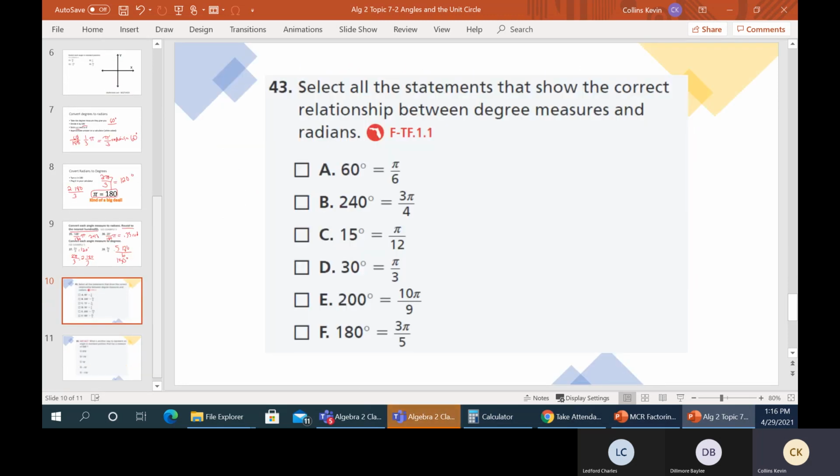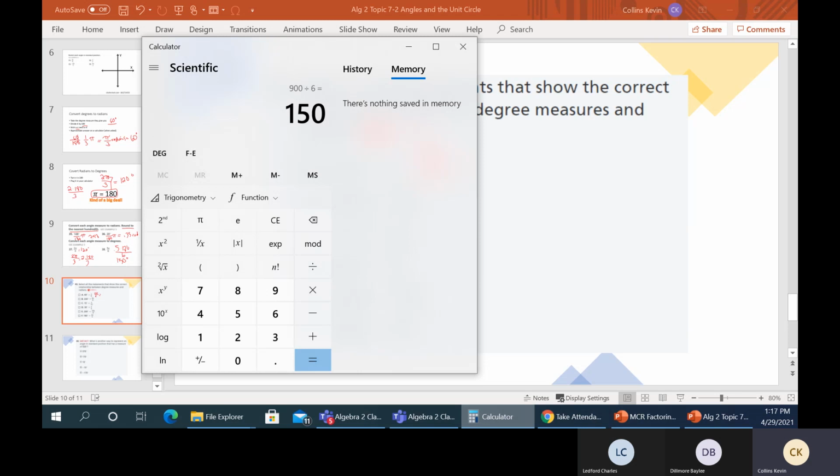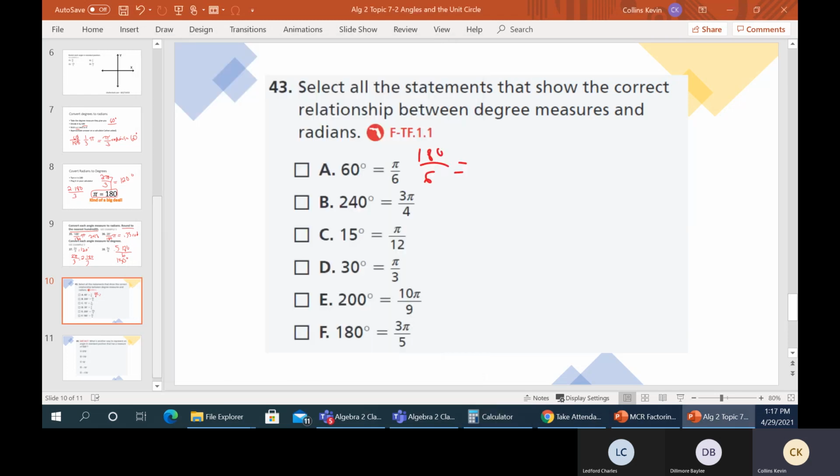All right, next one. So it says select all statements that show the correct relationship between degree measures and radians. Okay, so let's do this. It's easy to convert from radians to degrees, so we're going to turn these guys into 180s, right? So this will be 180 over 6. All right. So back at our calculator, and we say 180 divided by 6. That's 30, not 60. Not that guy.